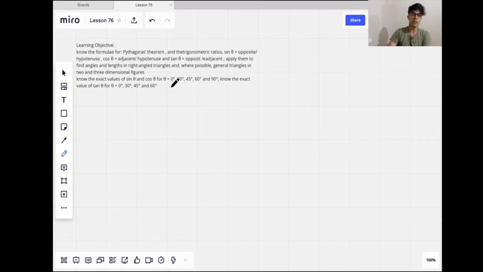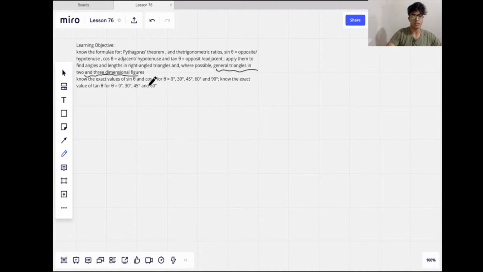So today's learning objective is to know the formula for Pythagoras' theorem. We've talked about this before. We in fact talked about the proof as well. The trigonometric ratios, and apply them to find angles and lengths in right-angled triangles, and where possible, general triangles in 2- and 3-dimensional figures. This last part here is higher only, and know the exact values of the trigonometric functions we're going to talk about.